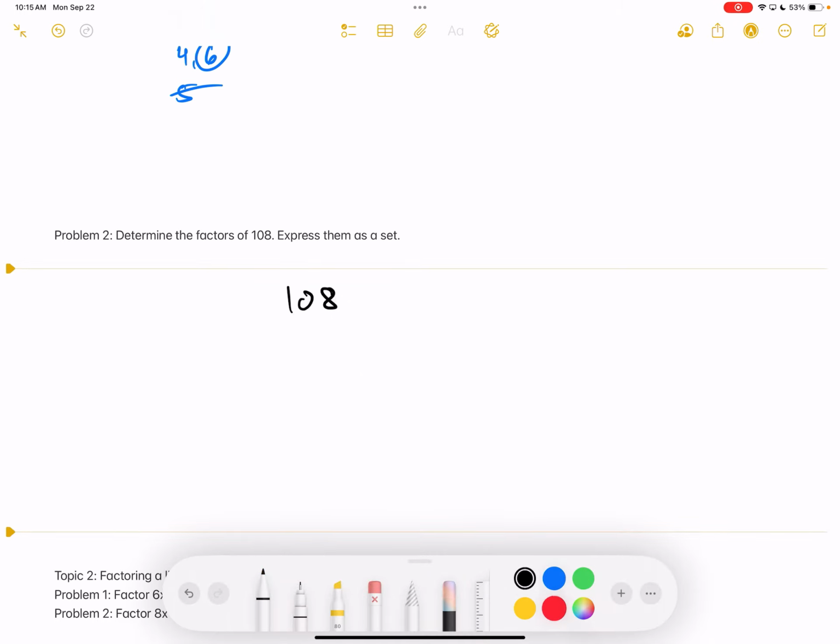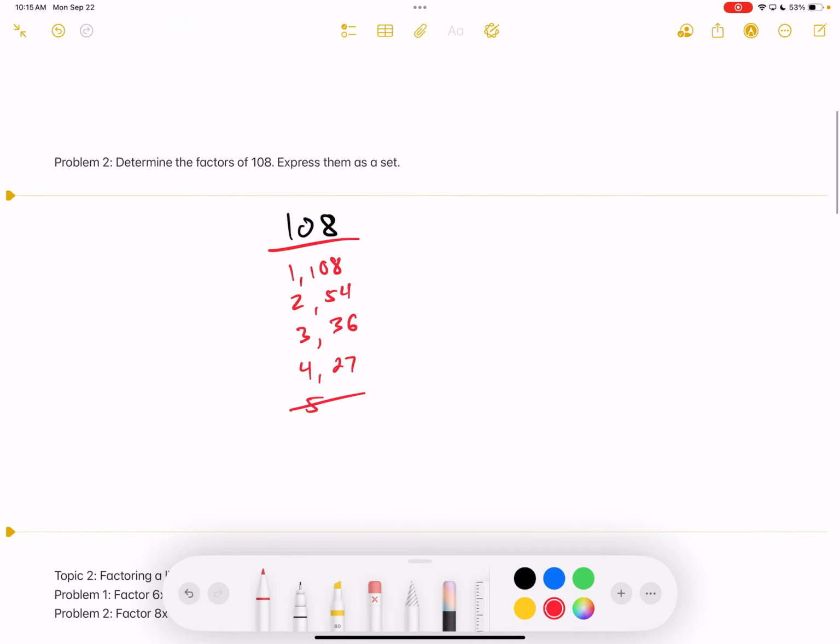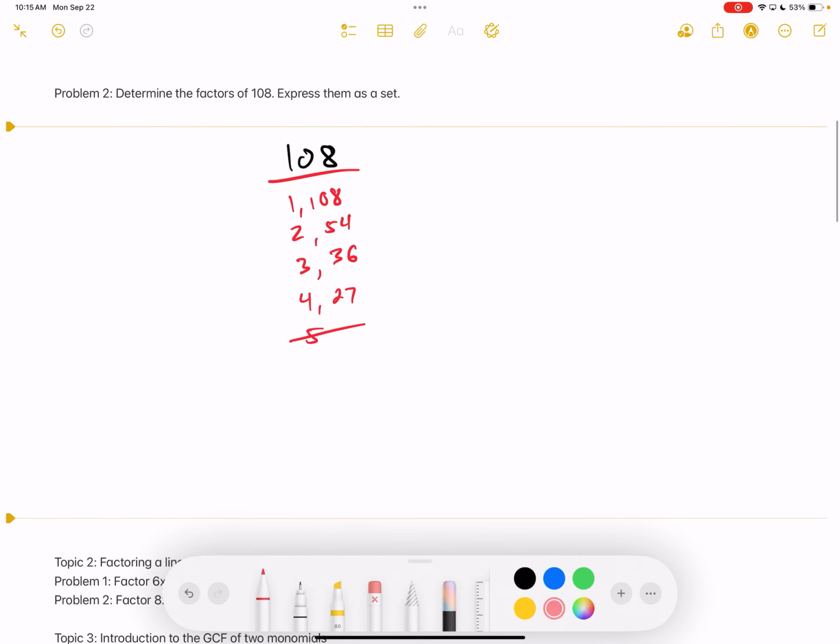So I'm just going to say divided by 1 is 108. Divided by 2 is 54. Divided by 3, that actually does work, 36. Divided by 4 is 27. Divided by 5 is a decimal. You can do this in a calculator pretty quick. Divided by 6, does that work too? 18? Yeah.